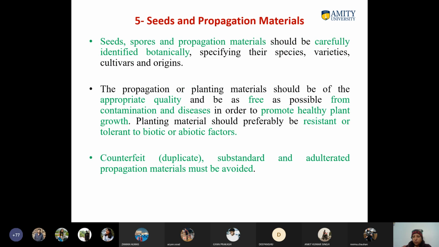Okay, now who will read? Lokesh, have you read before? He is not there. Divyansh Mishra. Divyansh. Yes, ma'am. Yes. Can you see the slides, Divyansh? Yes, ma'am. Seed and propagation materials. Just read it. Okay, ma'am.